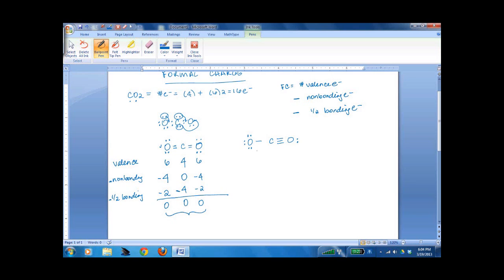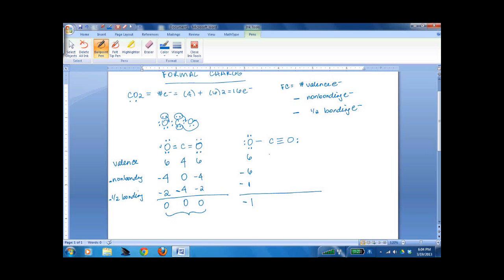Now, let's look at this other structure. The number of valence electrons for oxygen is 6. Now here's where things are going to look a little bit different. The number of non-bonding electrons are 6. And then 1/2 of the bonding will be 1. These are subtractions. So we end up with a minus 1.